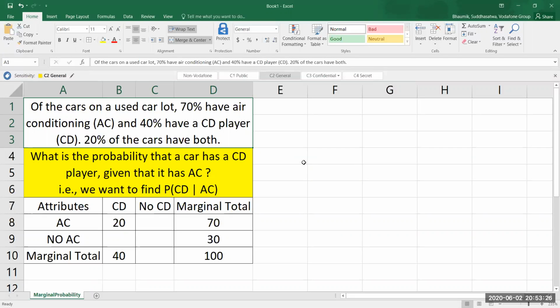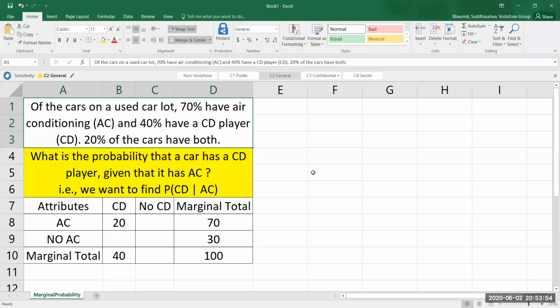Now, imagine any company ABCD or PQR who has a lot of cars in their used car lot, and in there they are seeing that 70% have AC and 40% have a CD player. They also find, okay, Saransh is trying to join, let me add this. So they also see that in these cars, 20% of the cars have both AC as well as the CD player.